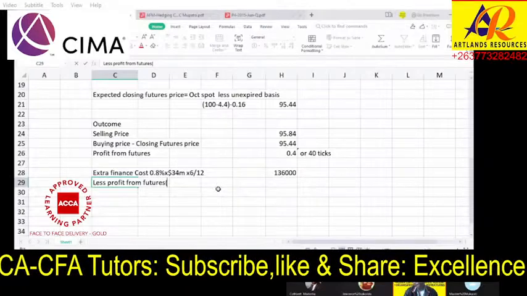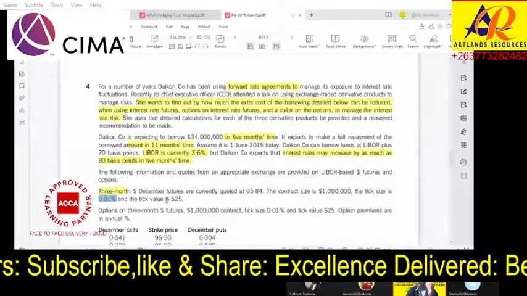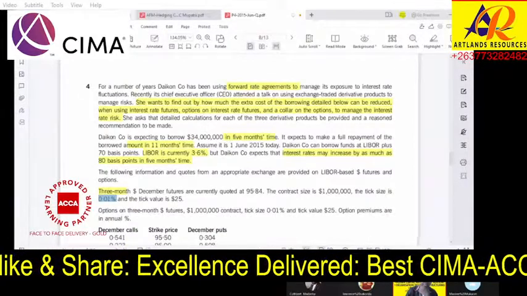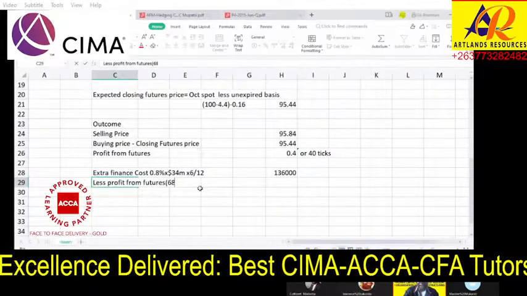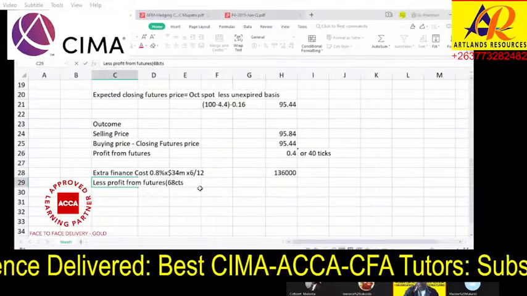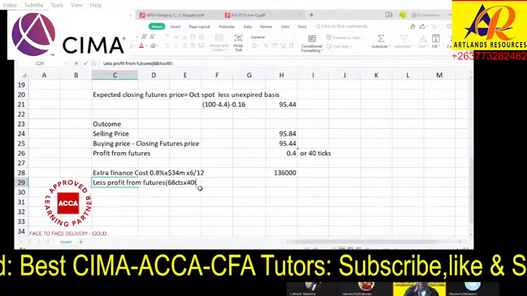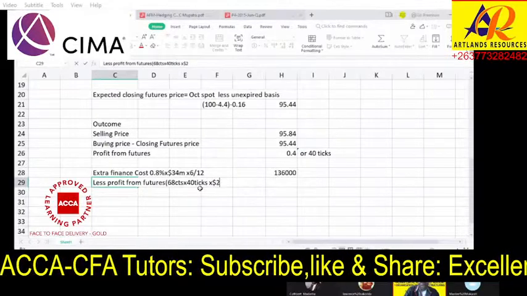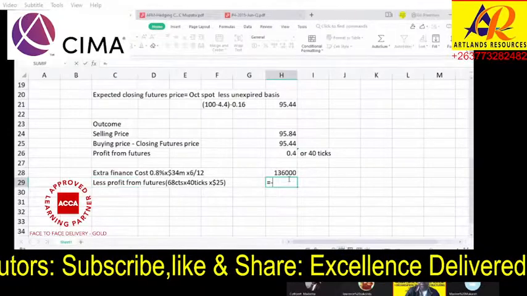Profit from futures is 40 ticks. And being told by the examiner that on each tick, you gain $25. So what you simply do is you say, how many contracts do you have? You have 68 contracts. Of the 68 contracts, each contract moved by 40 ticks, and on each tick you were gaining $25. So you say equals minus.